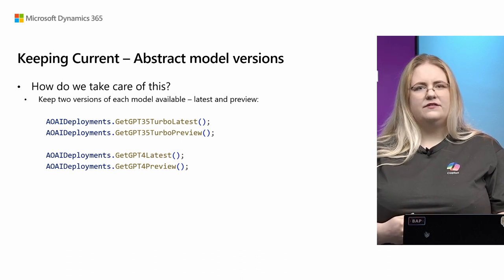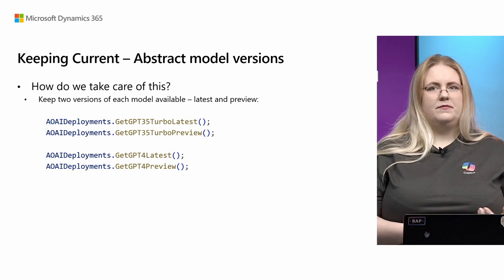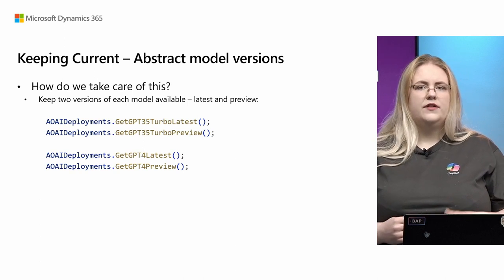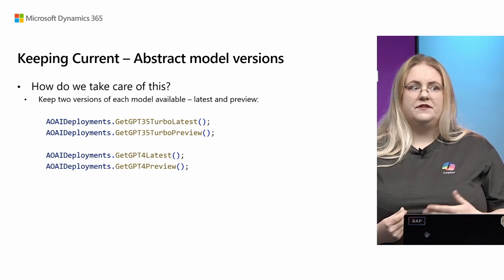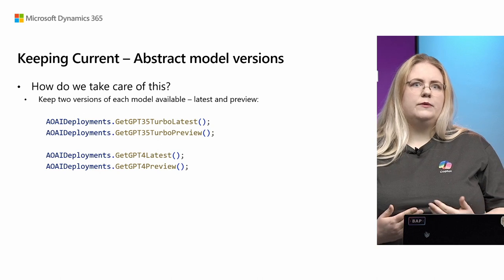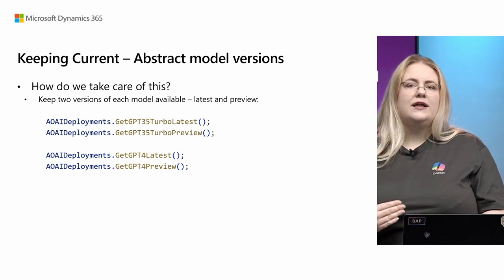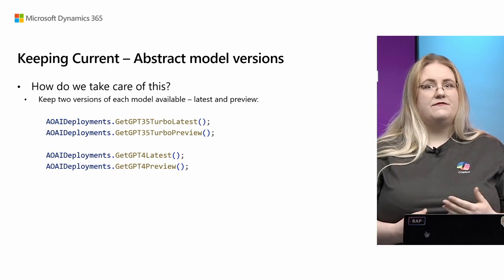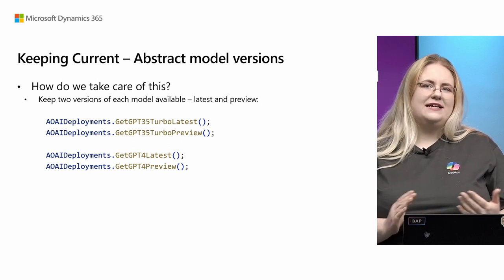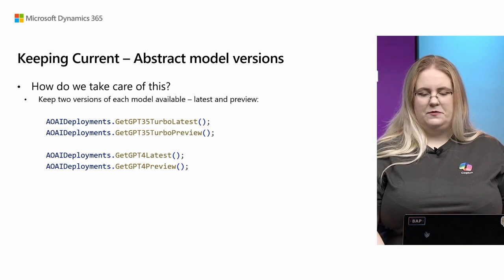So how do we take care of this? We keep two versions of each model available, latest and preview. Note that we don't really specify if the latest is the June model. The latest is what we consider the latest stable released model. And then the preview will be the new and upcoming model that we want to make available for testing before we update our production features to this new upcoming model.